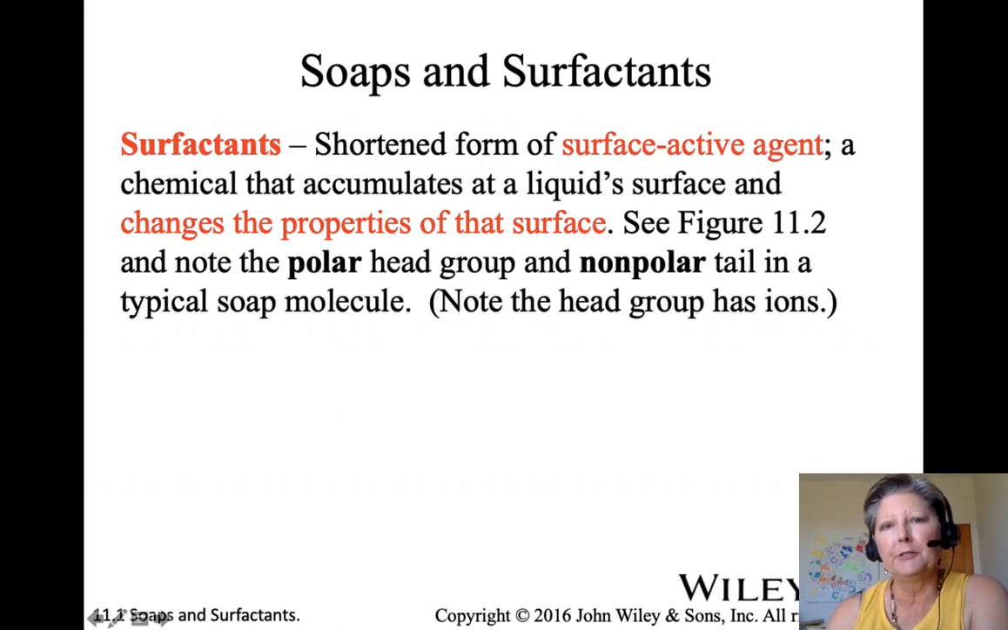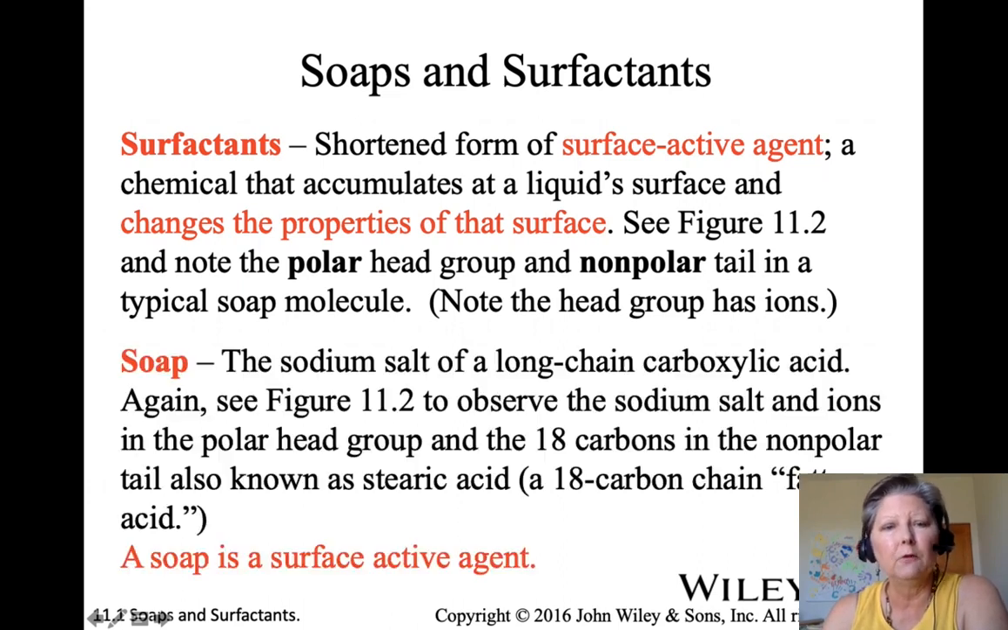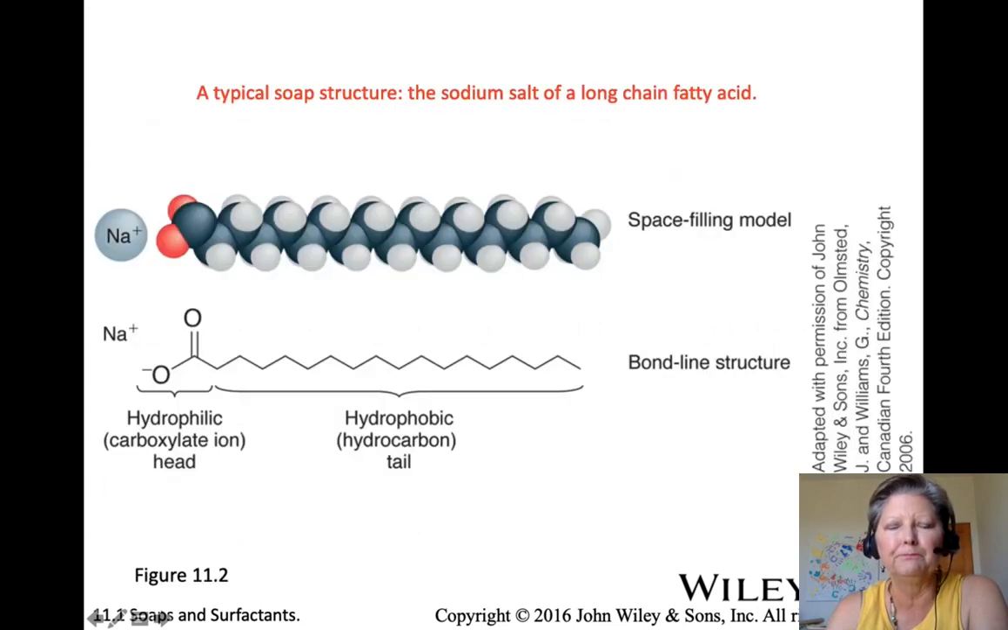We can affect that surface tension of water with something called surfactants. That is short for surface active agents. It's a chemical that accumulates at a liquid surface and changes the properties of the surface. It changes the surface tension of something like water. And soap is one type of surfactant. It's the sodium salt of a long-chain carboxylic acid. We're going to see some structures of it in a second. And because of the polar and nonpolar parts to the molecule, it goes to the surface of a water droplet or an oil droplet and changes the properties of those.